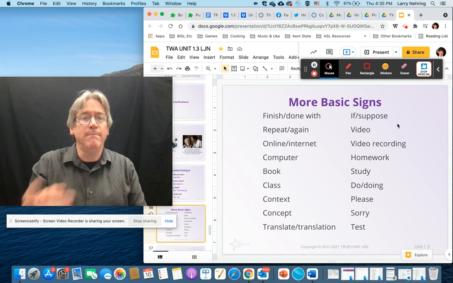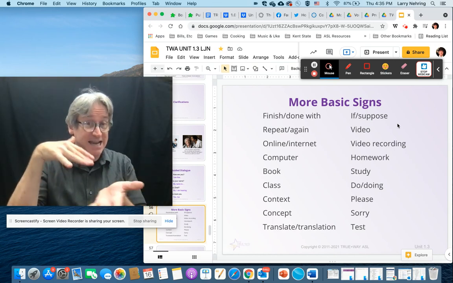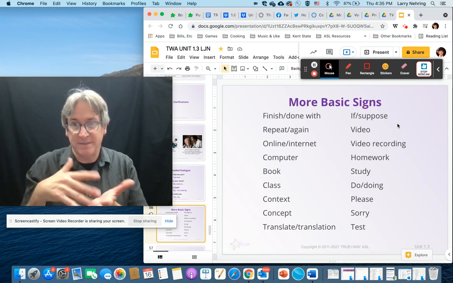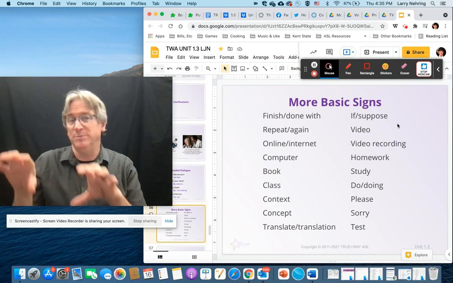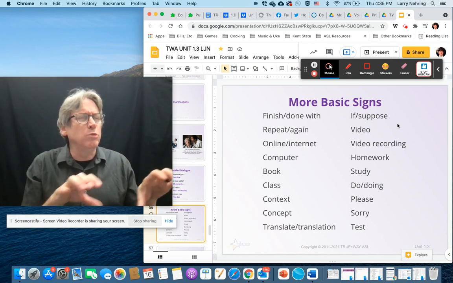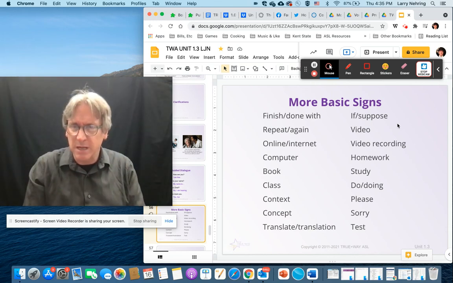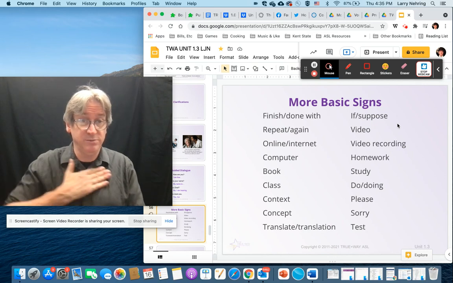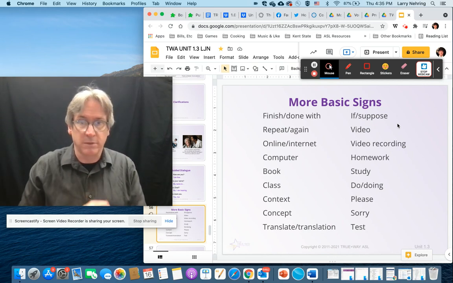Okay. Homework. This is the one they tend to use in the videos. Study. Do. You'll sometimes see this for do, which means action. What are you going to do? This tends to be more used now. What are you doing? Please and sorry. So please with an open hand, sorry either with an S or with an A.